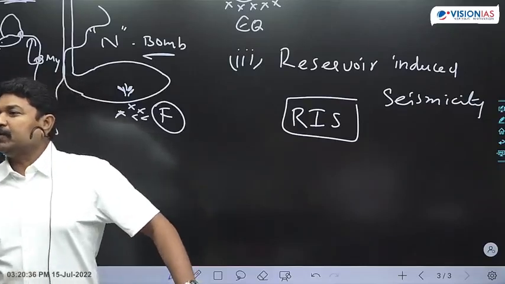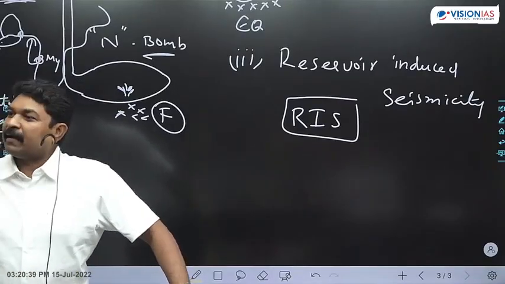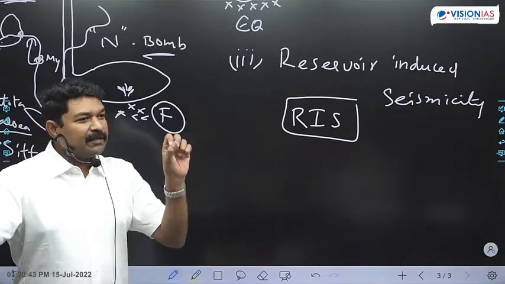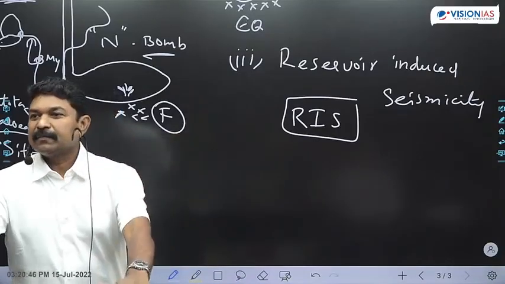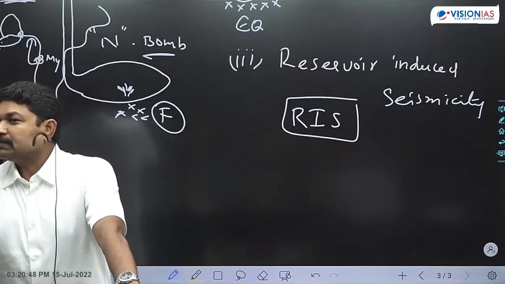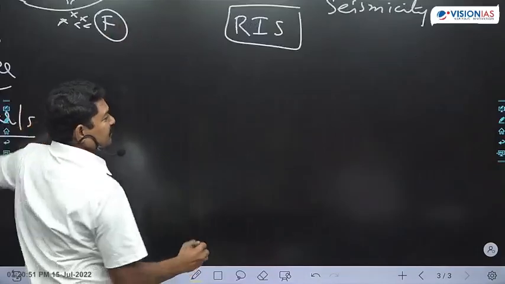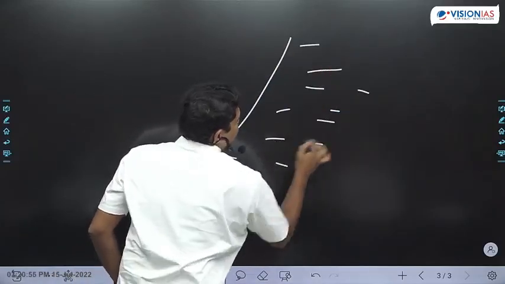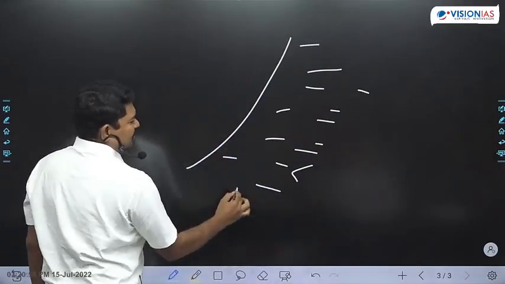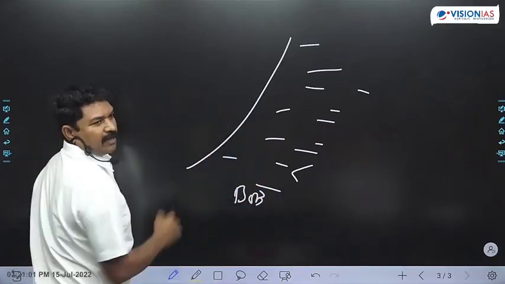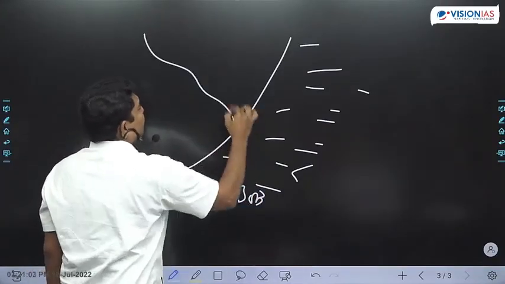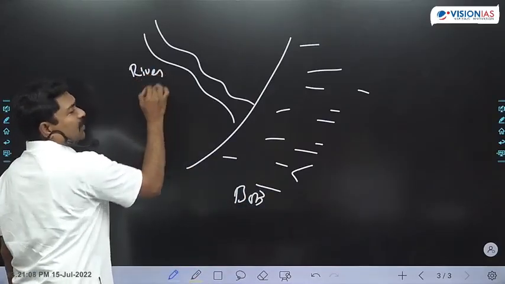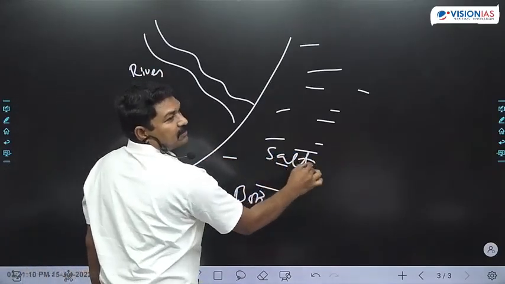Sir, we know reservoir, but how can a reservoir trigger an earthquake? What do you mean by reservoir induced seismicity? Reservoirs are triggering the earthquake. Can the reservoir trigger the earthquake? Yes. How? Listen to this. This is the area where the sea and the land are. Maybe this is the Bay of Bengal. Maybe this is India. Suppose this is a river that is flowing like this. What is the river? River is always fresh water. What is the sea? The sea is always salt water.